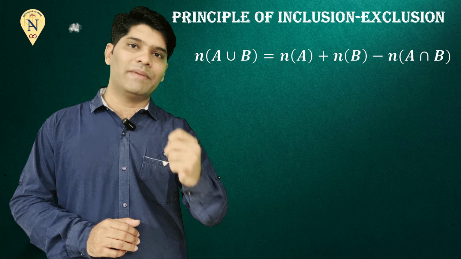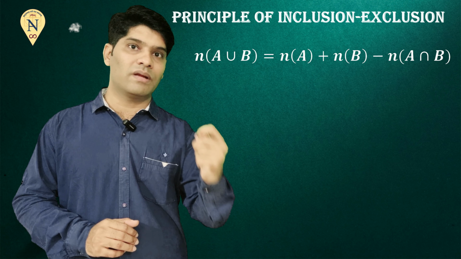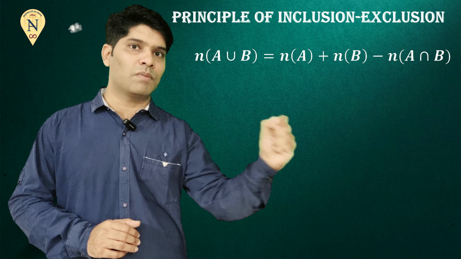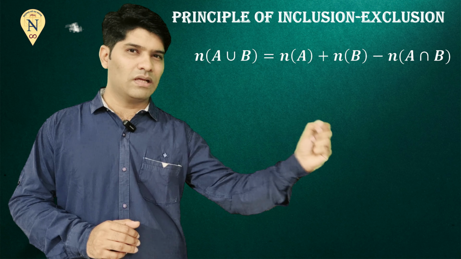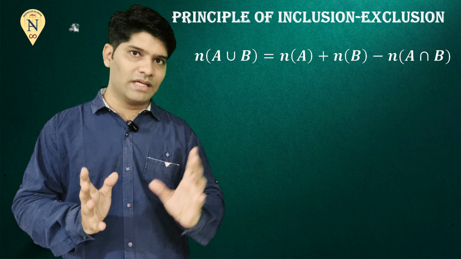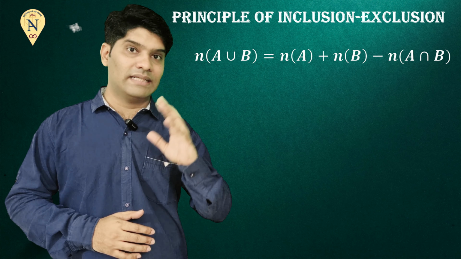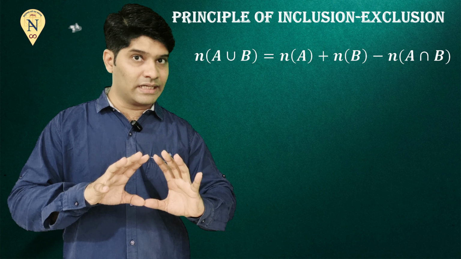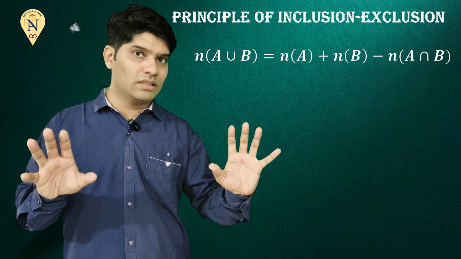So the number of elements in A union B is equal to the number of elements in A plus the number of elements in B minus the number of elements of A intersection B. Now let us discuss more about this. Okay, so let us visualize the same thing. I have a set A and set B. Now as I don't know the nature of A and B, whether they intersect, whether they are disjoint, let us draw it in this.